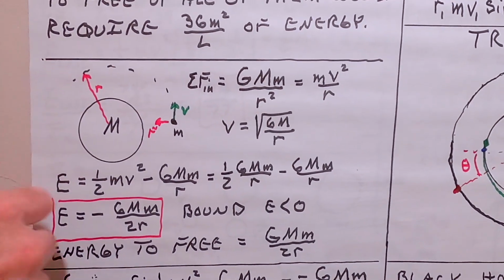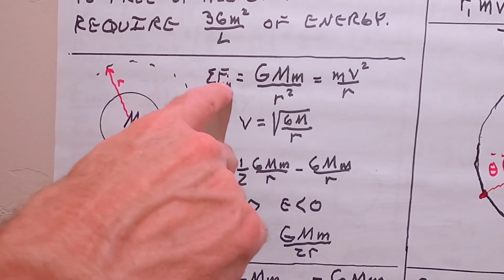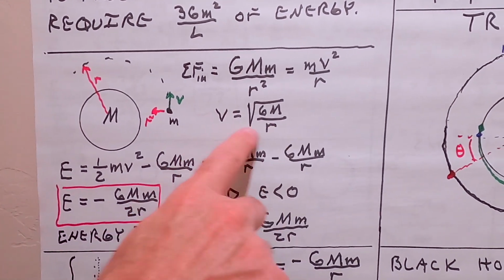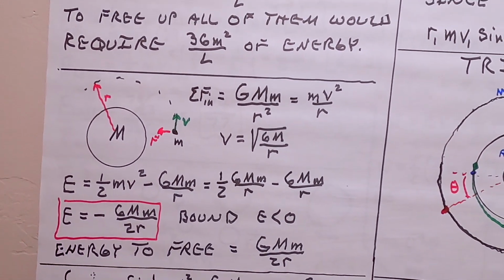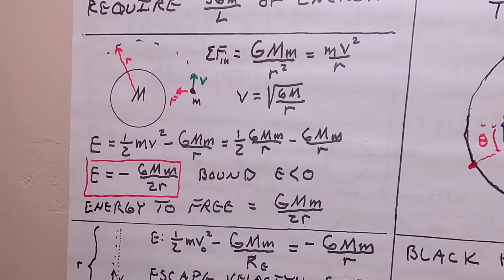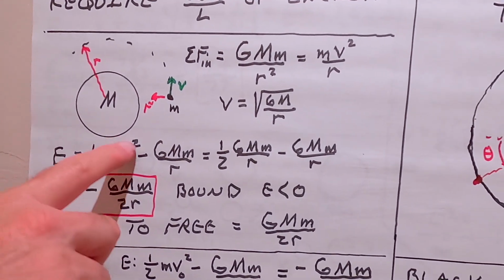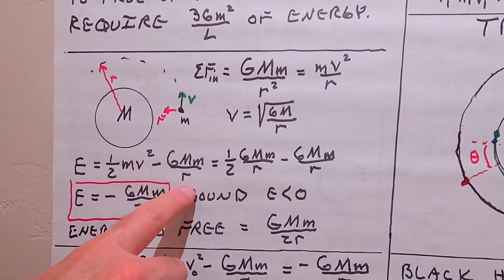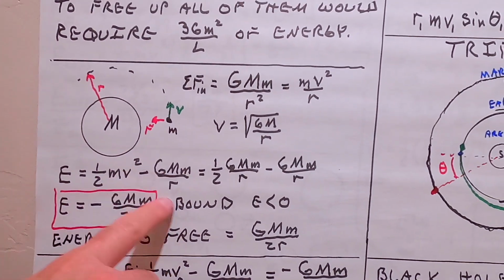We already said whenever you see something orbiting, you set the sum of the forces equal to mv squared over r, and that's what we got for the orbital velocity. That's just what we had before. But let's look at the energy of this. The energy of this, he's got positive kinetic. Kinetic is always positive. Minus, remember the gravitational is negative right there.